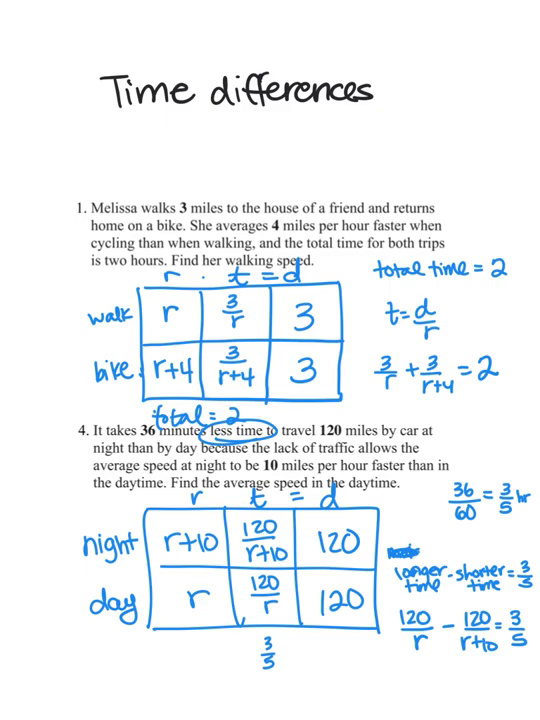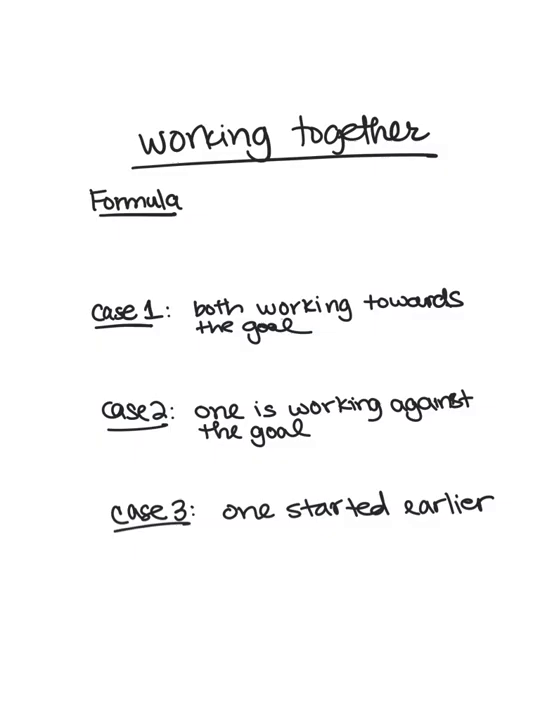So with these problems, guys, you can't think that it's going to be the same every single time. You're not just always going to add the 2 in the time column to get the total. In this case, you're going to have to subtract, and it's not necessarily top minus bottom. It's longer minus shorter. All right, and so let's move to the last case, which is working together.